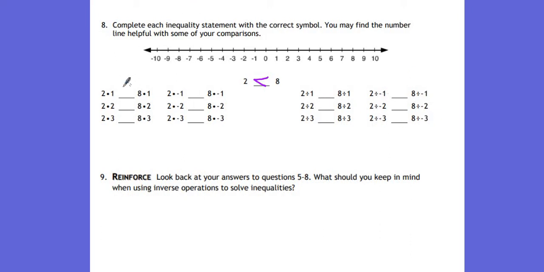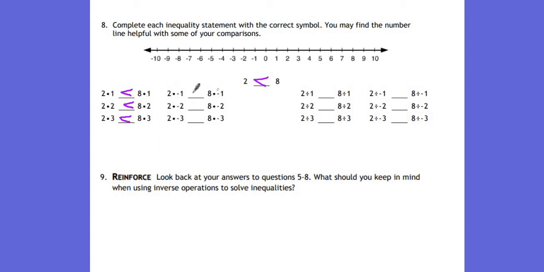So let's fill in some inequality signs. 2 times 1 and 8 times 1. What would go here? Less than. 2 times 2, 8 times 2. Less than. 2 times 3, 8 times 3. Less than. Alright. We're using the same numbers, but this time we have negatives involved. 2 times negative 1 is negative 2. 8 times negative 1 is negative 8. So I have a negative 2 and a negative 8.